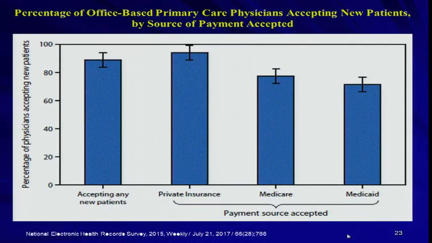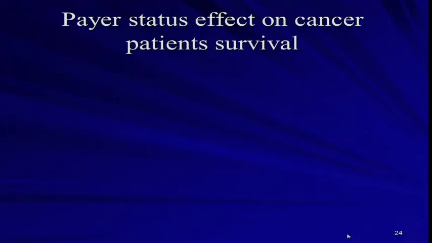Then here, different kinds of healthcare providers only accept certain kinds of insured patients. You can see any new patient about 97%, but primary care physicians accepting Medicaid patients only about 65%. So if you are on Medicaid, you have a lack of access to certain care.